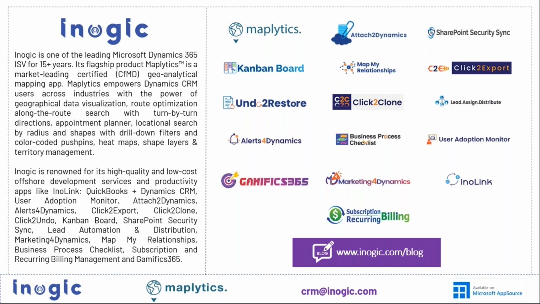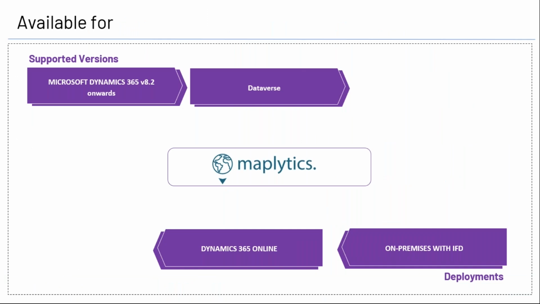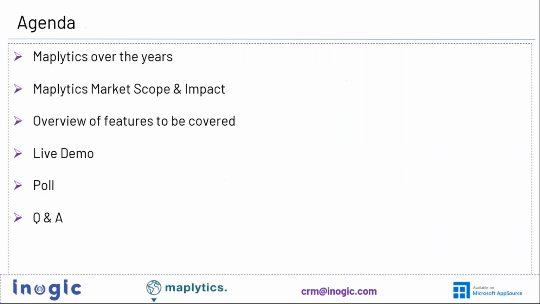Now let's move on to Maplytics. Maplytics is available for Microsoft Dynamics 365 version 8.2 onwards. It is available for online as well as on-premises and on-premises with IFD and Dataverse.